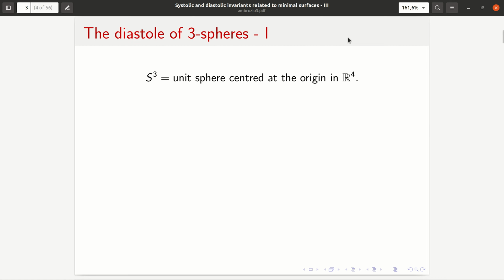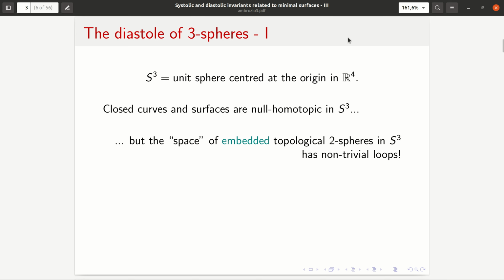Let S3 denote the unit sphere centered at the origin in R4. S3 is very simple from the topological point of view, in some sense. Closed curves and surfaces are all null homotopic in S3. However, there is no trivial topology on the space of embedded topological two spheres inside S3.